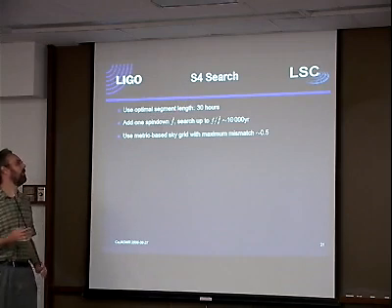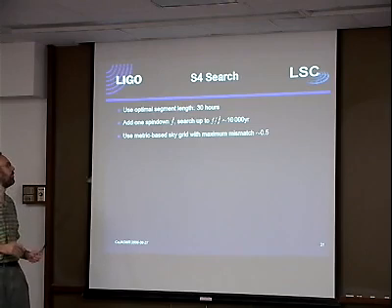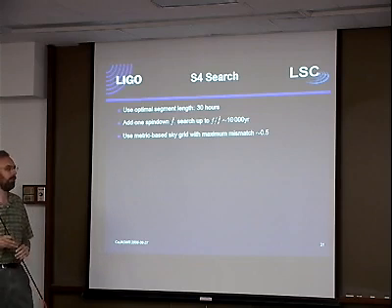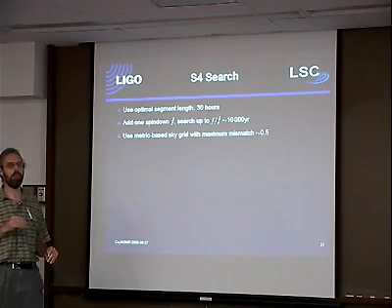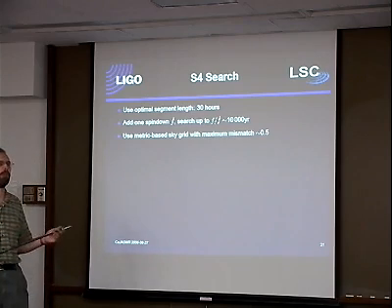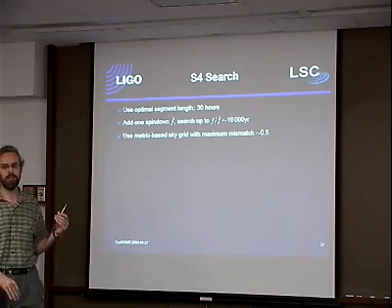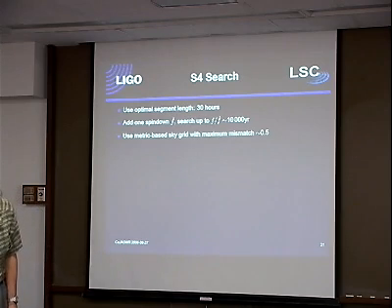For the search of the S4, fourth science run data, certain changes were made. We increased the segment length to 30 hours rather than 10 hours. This was chosen as an optimal figure that would give the best sensitivity for our computational resources, building on the experience we had of how long it would take to complete work units.